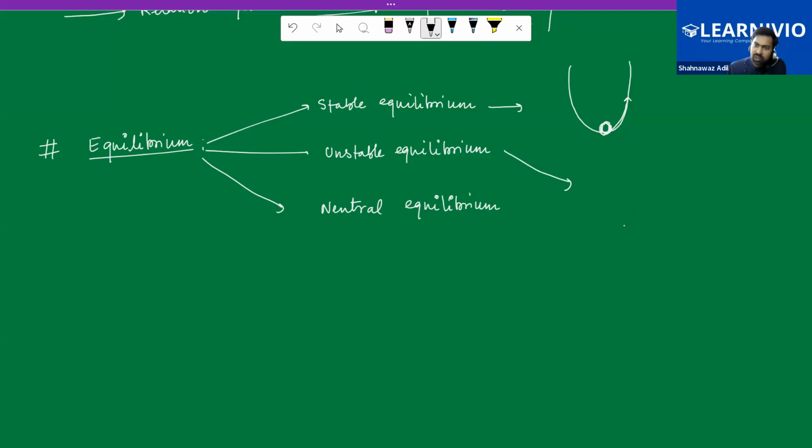What is unstable equilibrium? If we have the object in this part, at this part your equilibrium is called unstable equilibrium, because if you move this thing from here, it will go down. It will not come back. That equilibrium is called unstable equilibrium. And neutral equilibrium is where the object will always remain there. If we have this kind of surface and the object is in here, it will remain in here. If you displace this thing, it will stay in the new position. This kind of equilibrium is called neutral equilibrium.